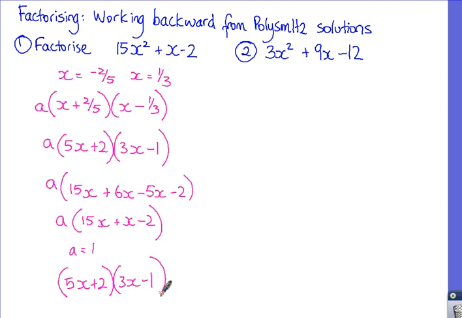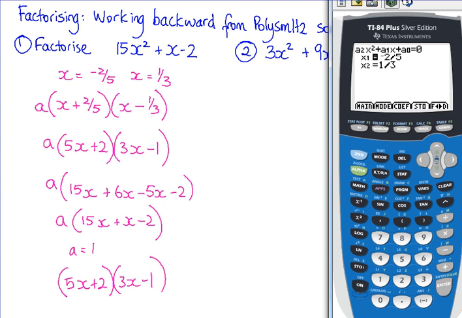Now question 2, we're going to try this one as well. We're going to go about it in exactly the same way. The first thing we're going to do is use PlySmlt2. So I'm going to go back to the coefficient, and if I hit zoom one more time, it clears those old numbers out of there. My coefficient of x squared is 3, enter. My coefficient of x is 9, enter, and my constant term is minus 12, enter. I'm going to solve, and my answers are x is equal to -4, x is equal to 1.